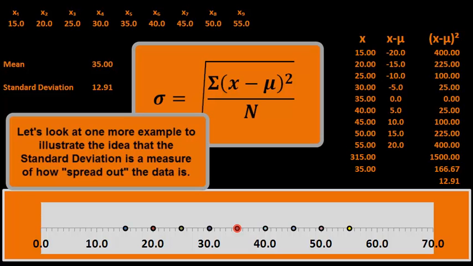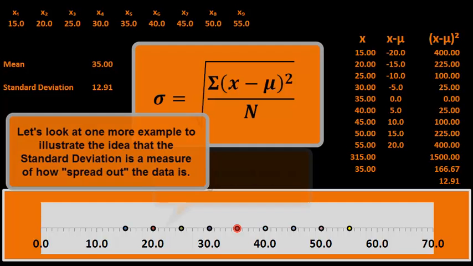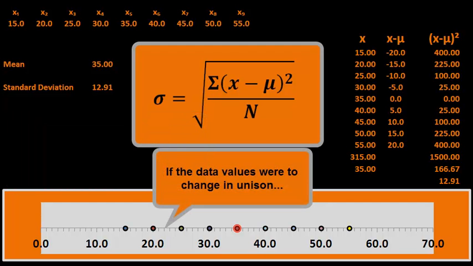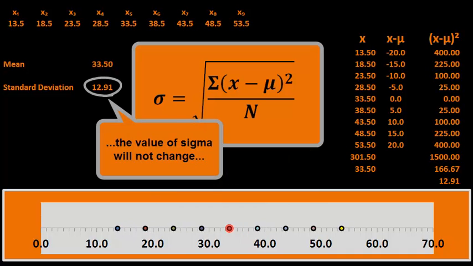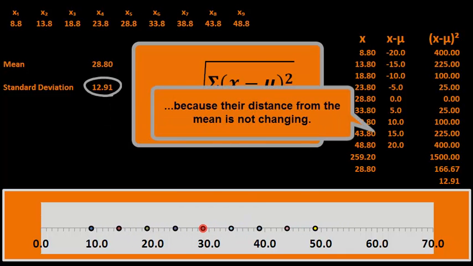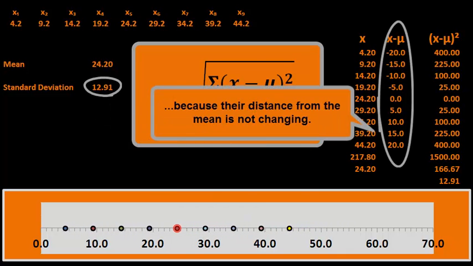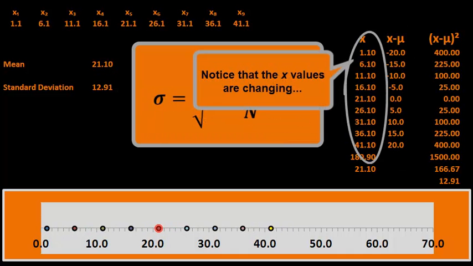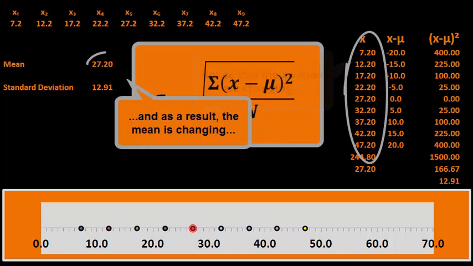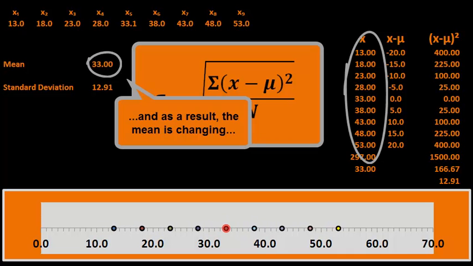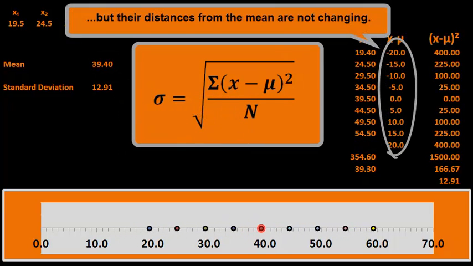Let's look at one more example to illustrate the idea that the standard deviation is a measure of how spread out the data is. If the values were to change in unison, the value of sigma will not change, because their distance from the mean is not changing.